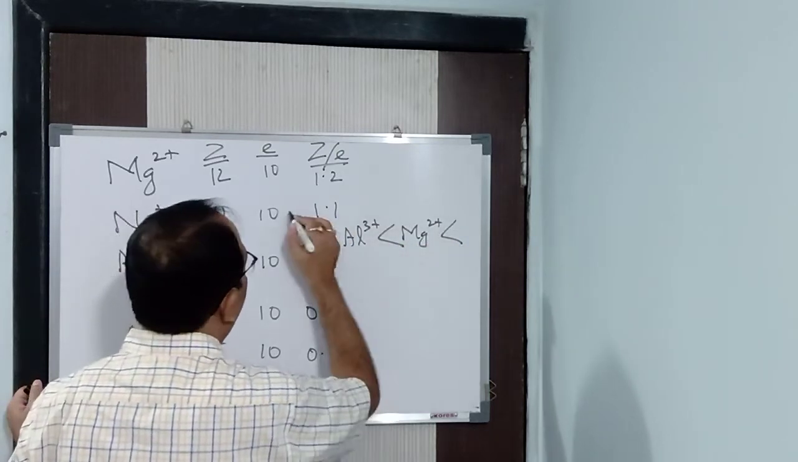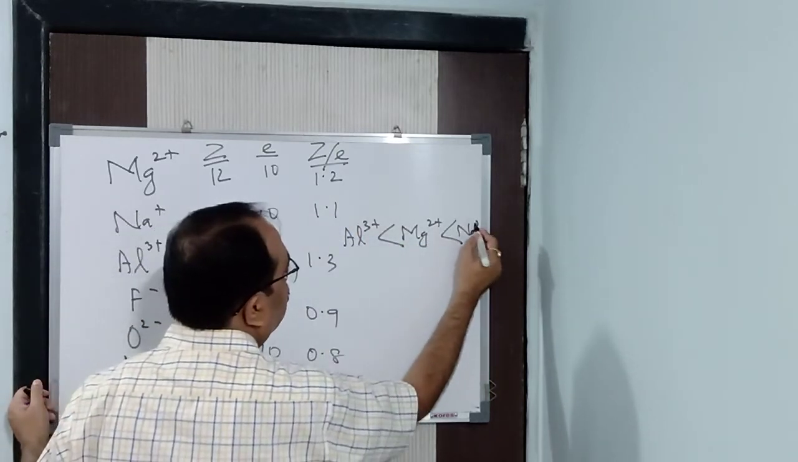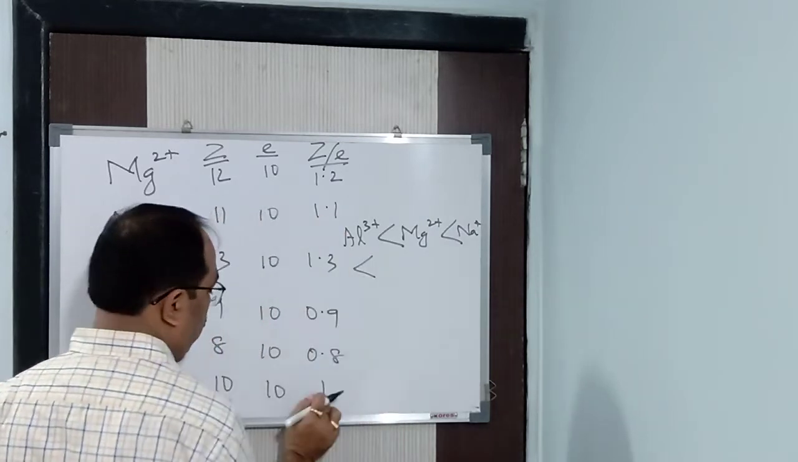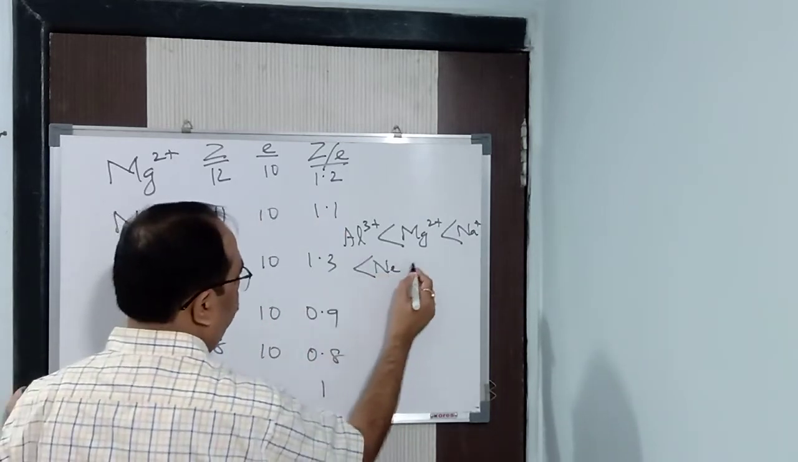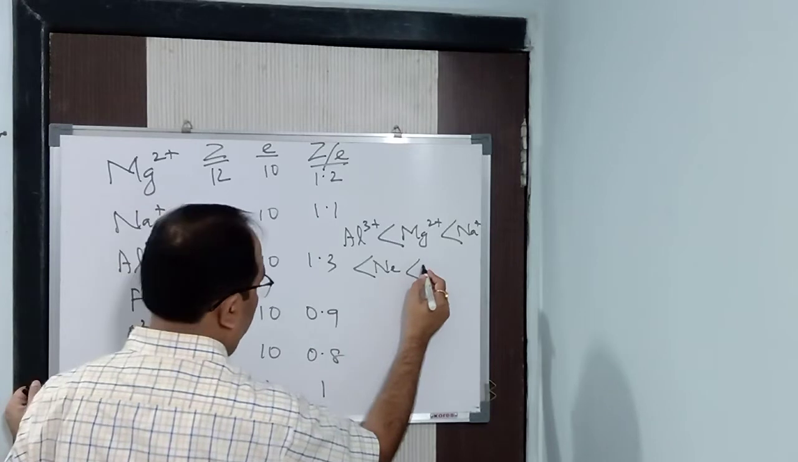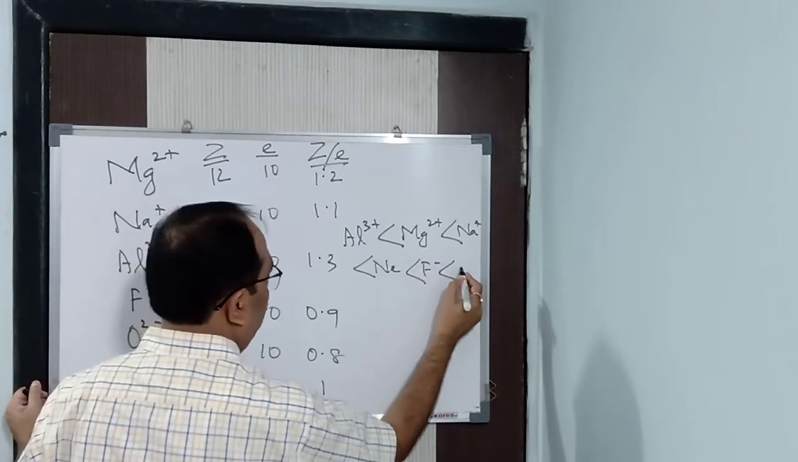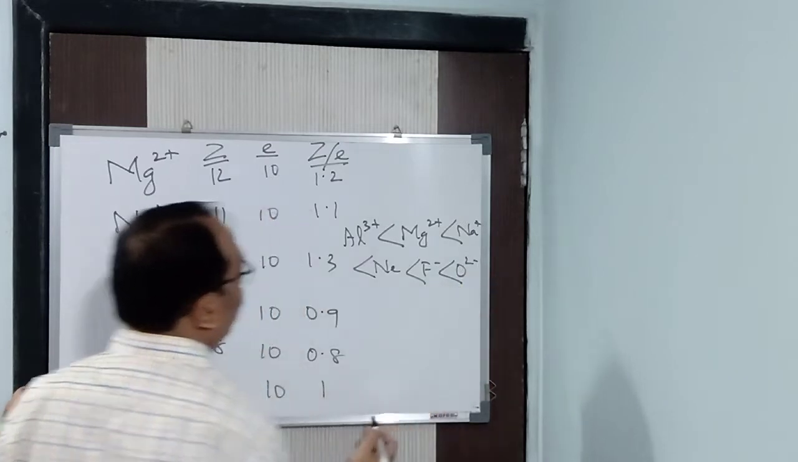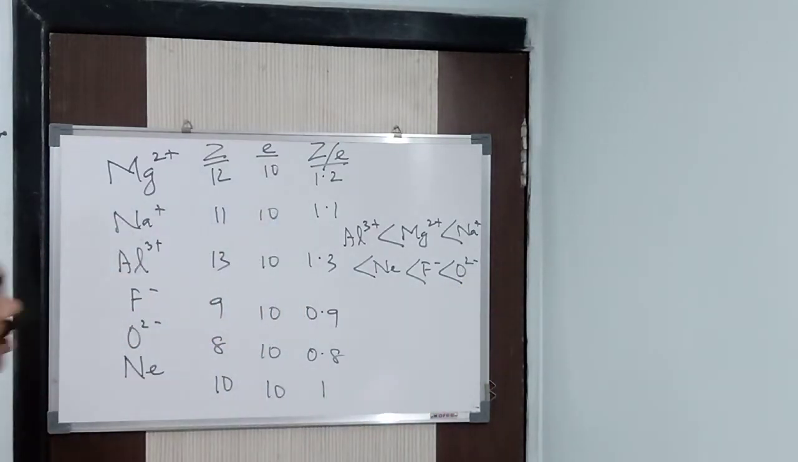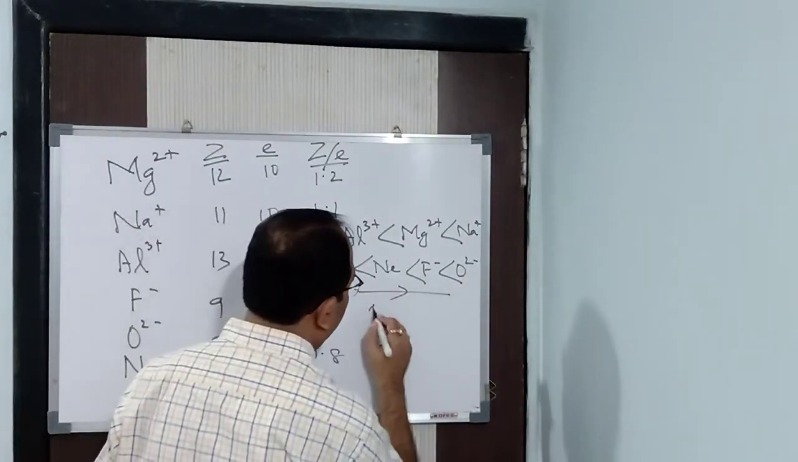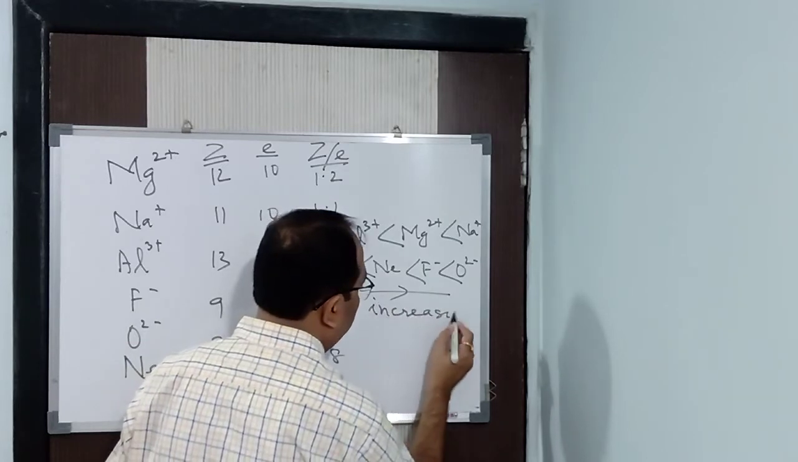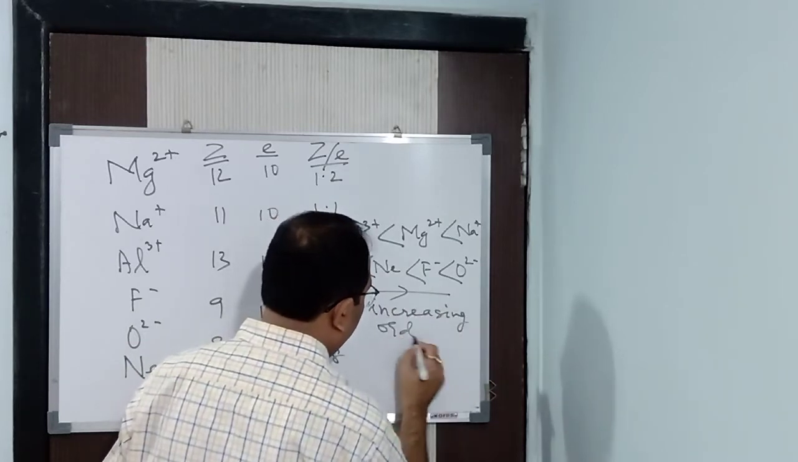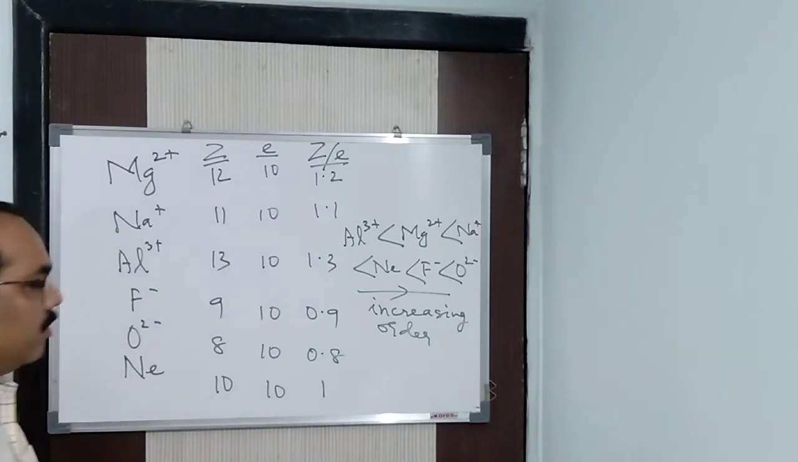Then after that I'll come to 1.1, that is Na+. Then after that I'll come to 1, that is Ne. After that I'll come to 0.9, that is F-. After that I'm going to come to O2-, the last one, which is 0.8. This is your increasing order of atomic radius here. Clear? Which I have done it here.